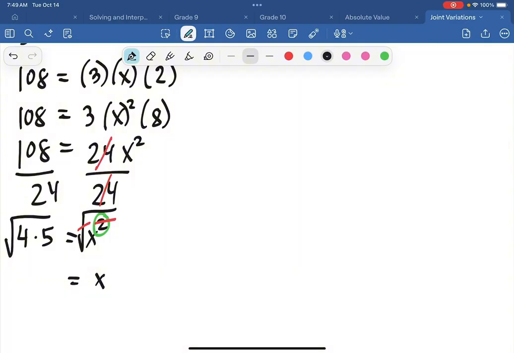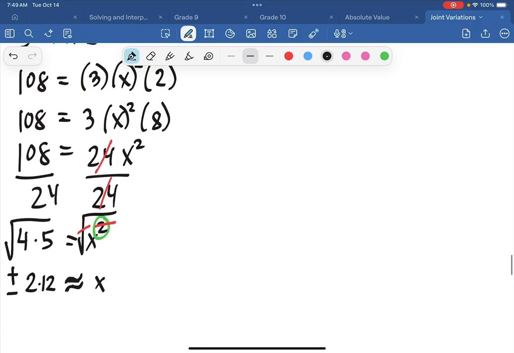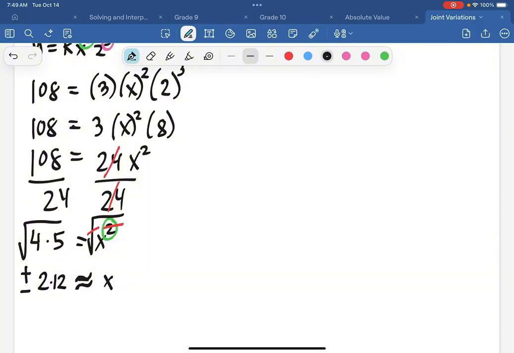Now, as we do the square root of a number, it is both positive and negative. So the approximate value for the square root of 4.5 is 2.12. Since this is just an estimate value, we could just use this symbol instead of the equal sign, and it would look like this. And these are the values of x, positive and negative 2.12.